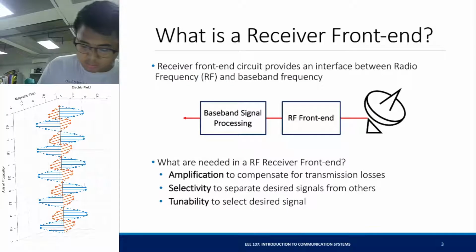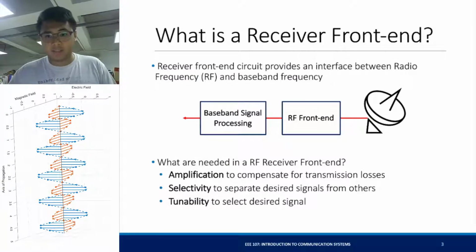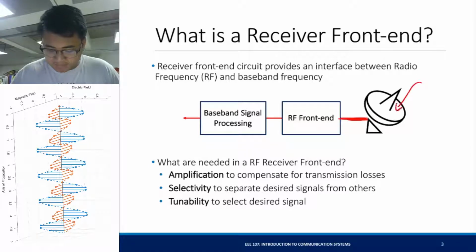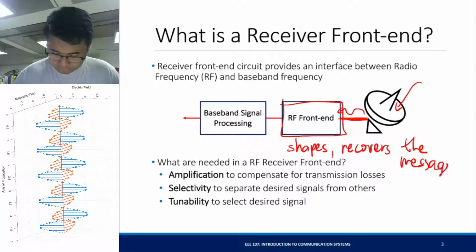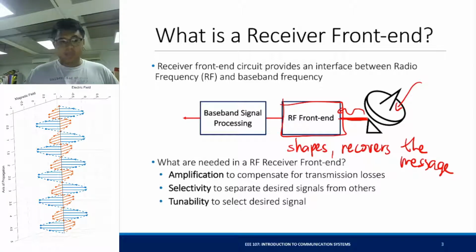What is a receiver front end? A receiver front end interfaces with the antenna. After the antenna picks up the signal, it will be received by the RF front end. The RF front end shapes the signal and recovers the message. The functions of an RF front end can be broken down into three parts: amplification to compensate for losses, selectivity so that you won't have any interfering signals, and tunability to select your desired signal.